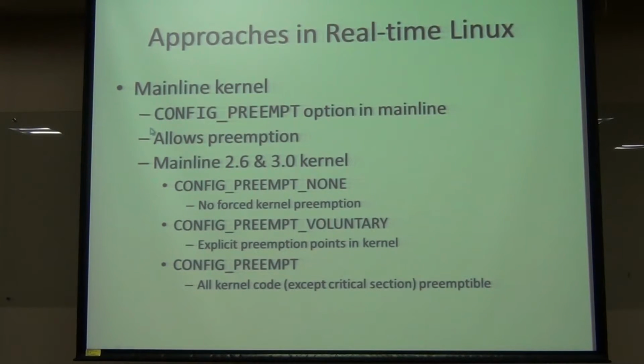These are the ones that are already in the mainline kernel. If you set your mainline kernel config to preempt, by doing so you can configure your kernel as preemptive as possible. So all of the kernel can be preemptible except some critical sections. And if you use just the stock Linux from a distribution, it is probably preempt voluntary, where just explicit points of the kernel can be preempted.